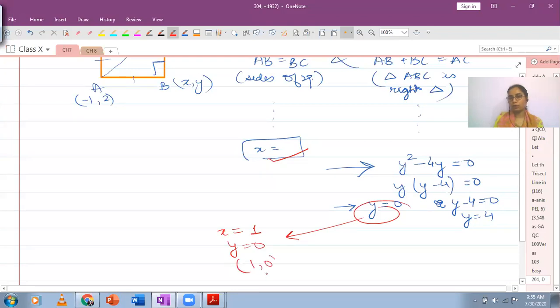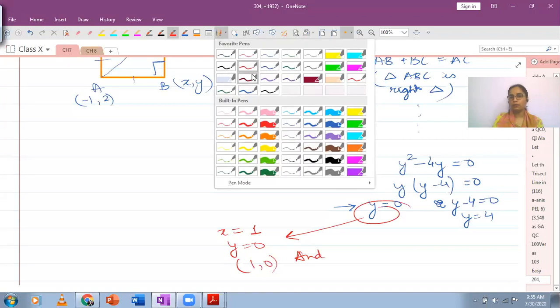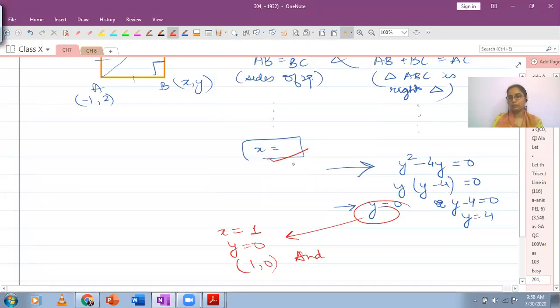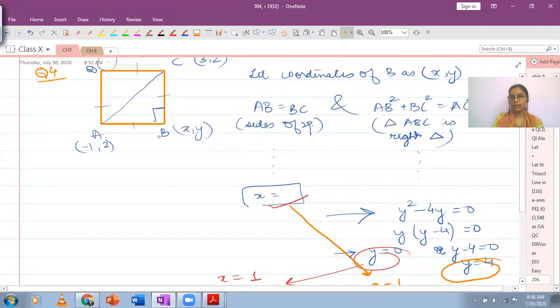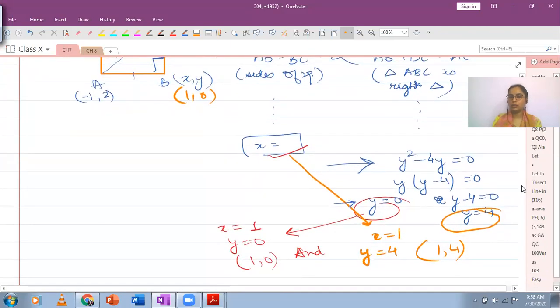This makes one coordinate. And again, you will take the value of x, because we have only one value of x. So we will take x equals to 1 and now I'm going to take y equals to 4 with this. So the other coordinate will be 1, 4. So this means that B is 1, 0 and the opposite vertex is 1, 4. These are the opposite vertices. These can be interchanged. Anyone with any questions here?